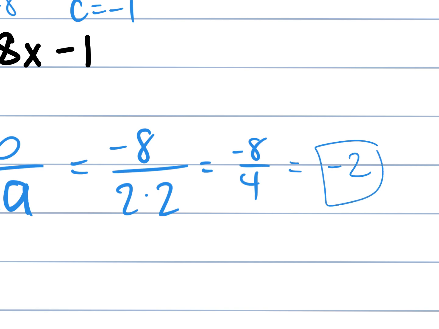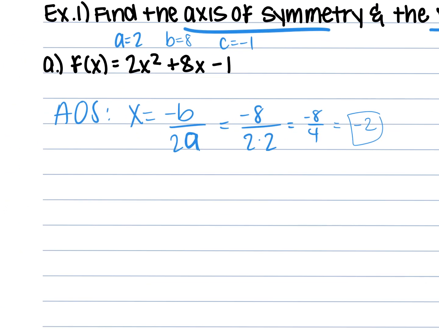So guess what I just found? The axis of symmetry is x equals negative 2. So this lesson is finding the axis of symmetry without a graph.